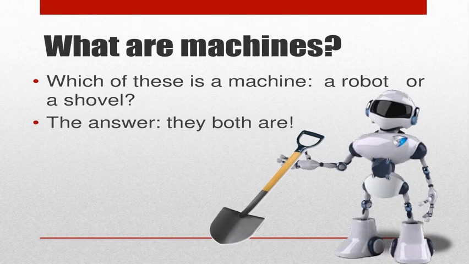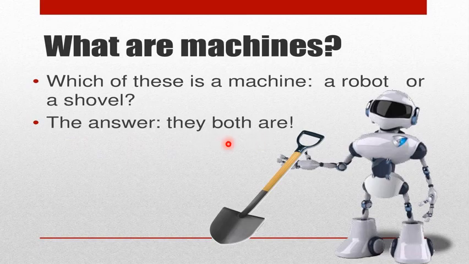Students, before learning the simple machines, let's learn more about machines. Okay, what are machines? Which of these is a machine, a robot or a shovel? Now here in front of you there are two types of things, a robot and a shovel, right? So according to you, what is a machine, and which of these is a machine, a robot or a shovel? The answer is they both are machines.